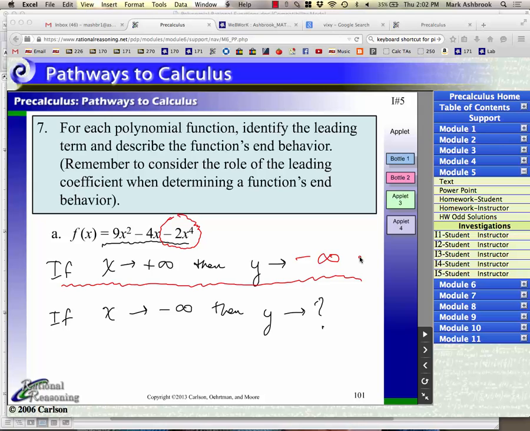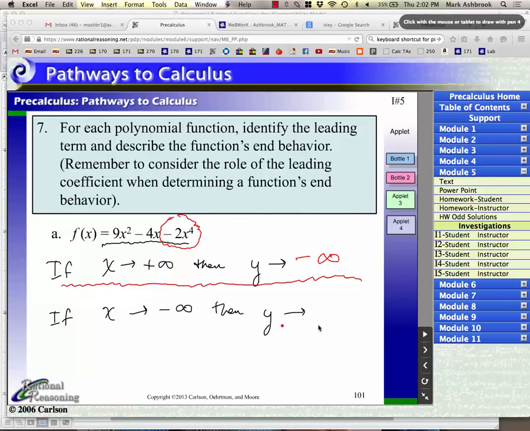Somebody new. How about Sean over there? What do you think? So talk me through this. If x is a really, really big negative number, then what's y going to be? It will also be very negative, approaching negative infinity. Can you talk me through why?